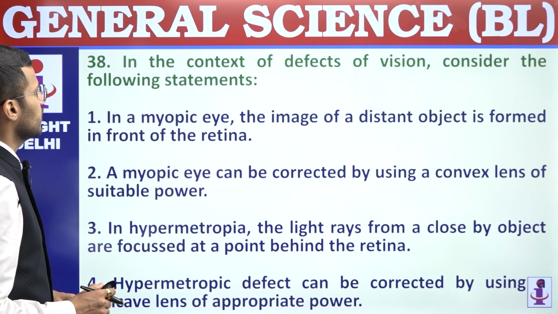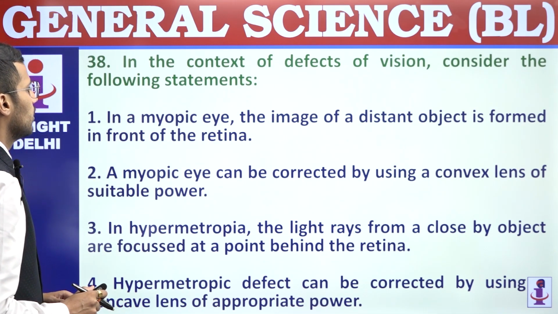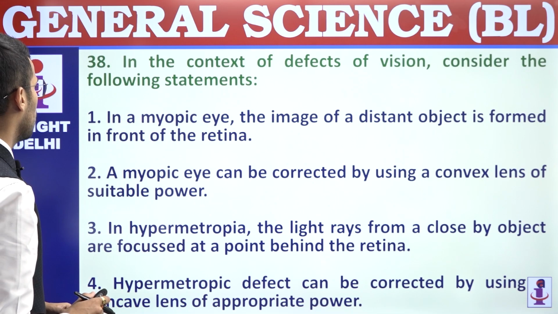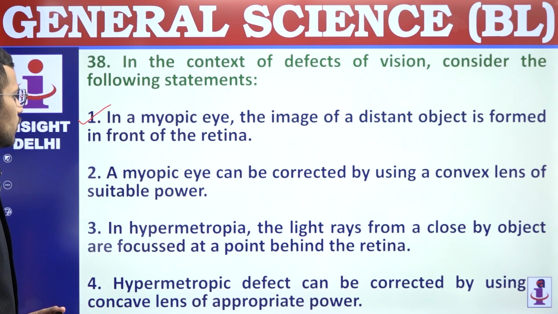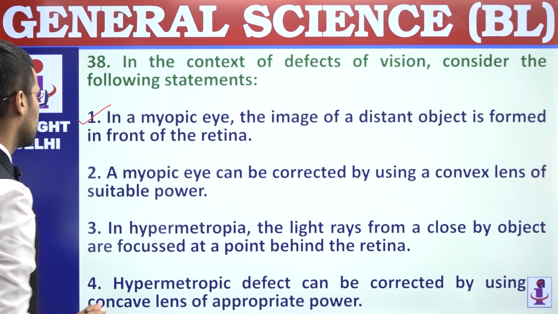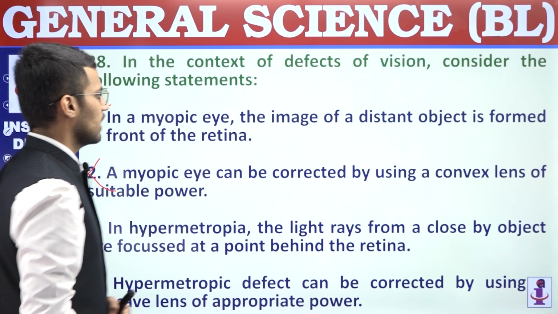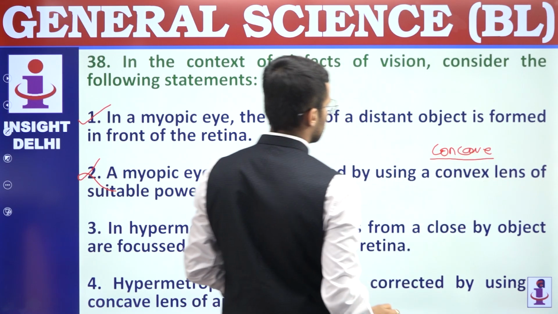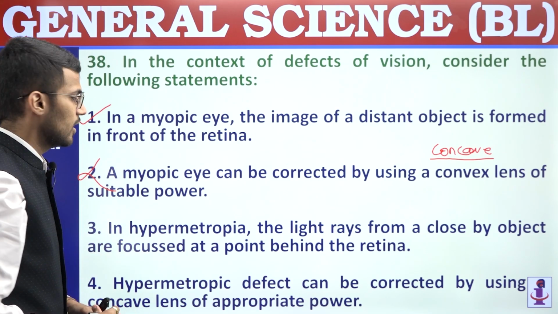38. In the context of defects of vision, consider the following statements. First, in a myopic eye, the image of a distant object is formed in front of the retina. So this is a correct statement. Second, myopic eye can be corrected by using a convex lens of suitable power. Myopic eye, which is also called nearsightedness, can be corrected with the help of concave lens, not by convex lens of suitable power, but by concave lens of suitable power, and that's why second statement is incorrect.